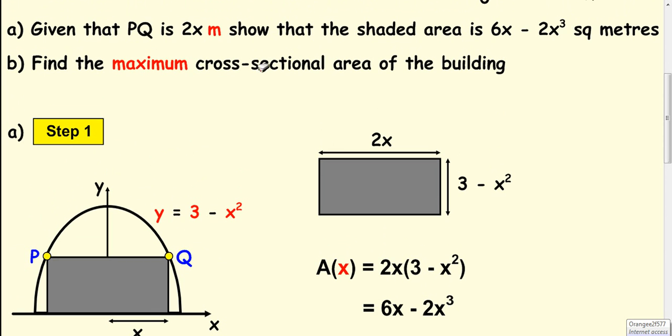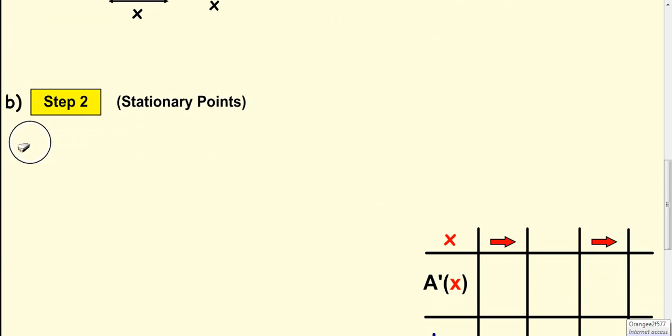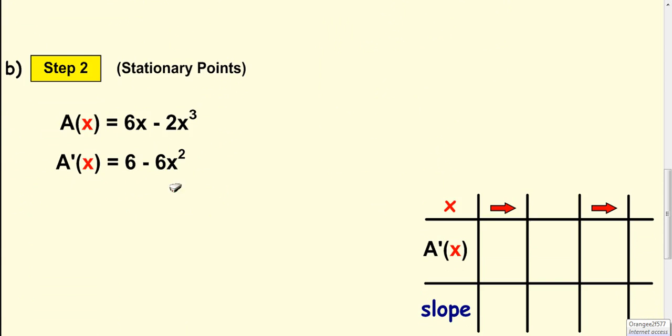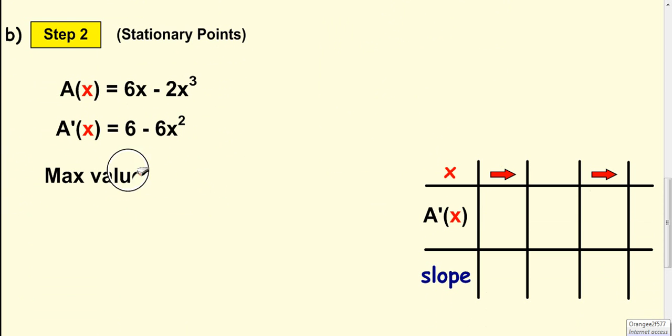So find the maximum cross-sectional area of the building. This is another stationary points part of the question. You're hopefully looking for a maximum turning point if you've done it correctly. So take your function. We have to differentiate it, so that will go to 6 and that will go to 6x squared. For our maximum values, A dashed of x equals 0. So let this equal 0.